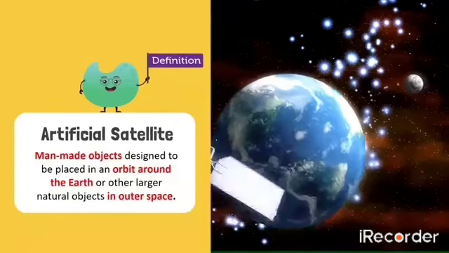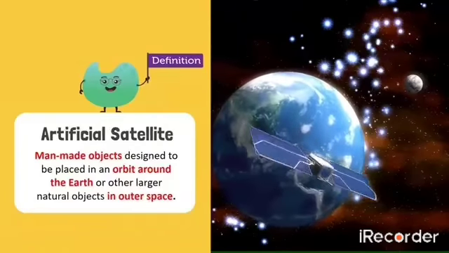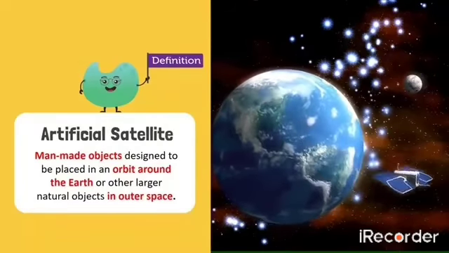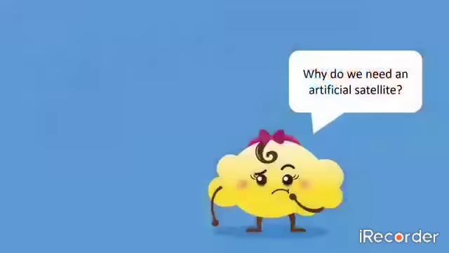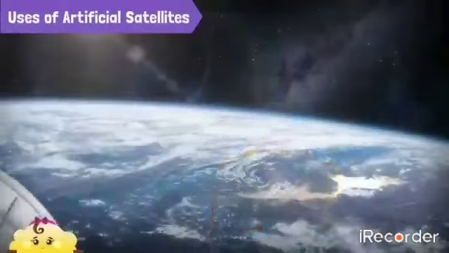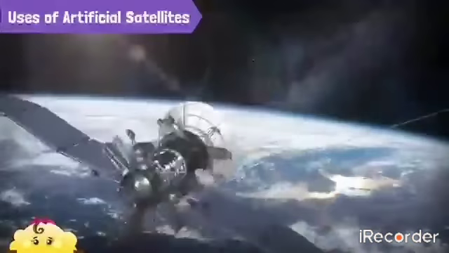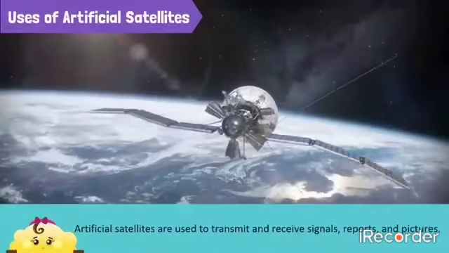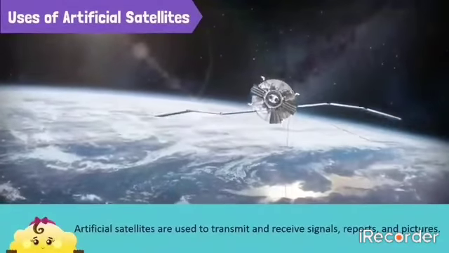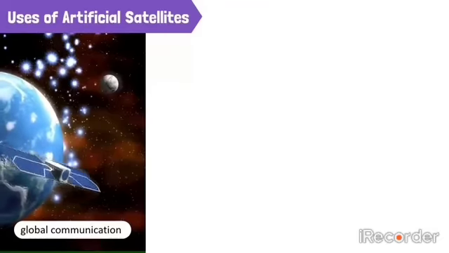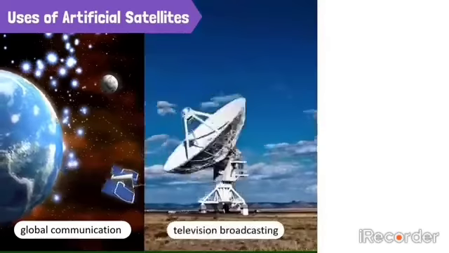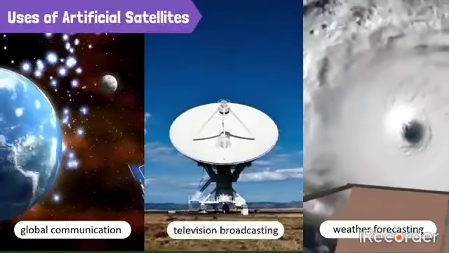Man-made objects designed to be placed in an orbit around the Earth or a larger natural object in outer space are called artificial satellites. Why do we need an artificial satellite when we already have so many natural satellites in space? These satellites are used to transmit and receive signals, reports, and pictures from outer space. We also use these satellites for global communication, television broadcasting, and weather forecasting.